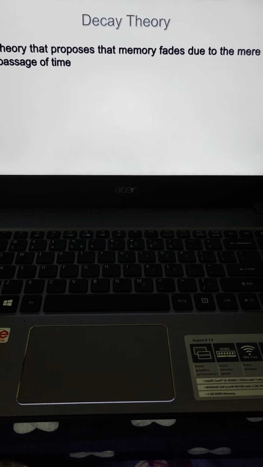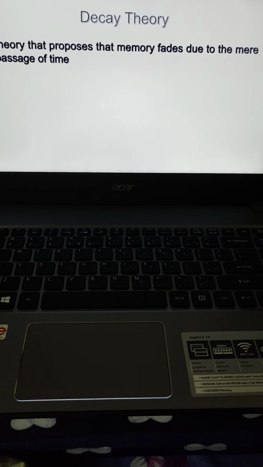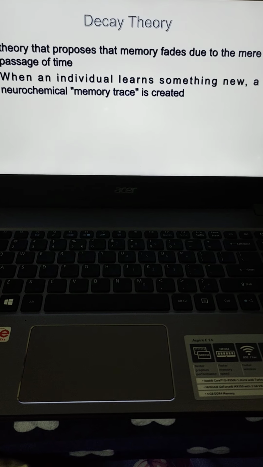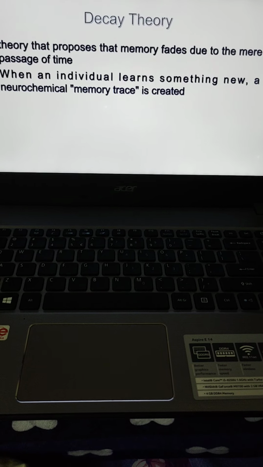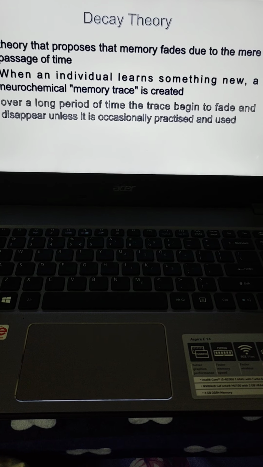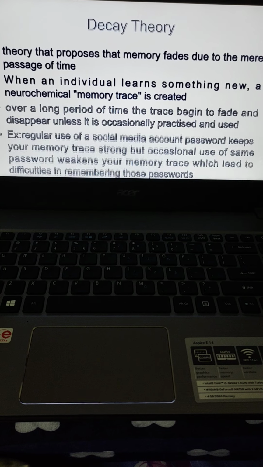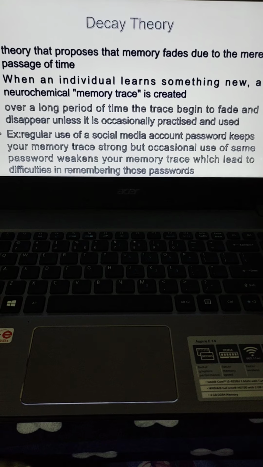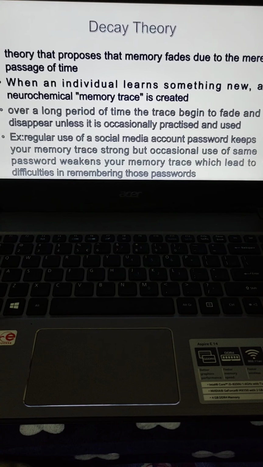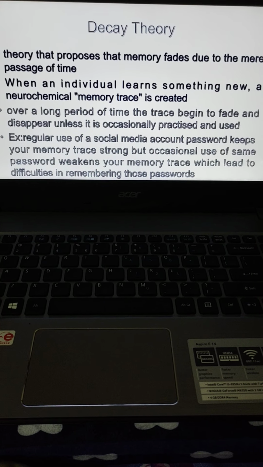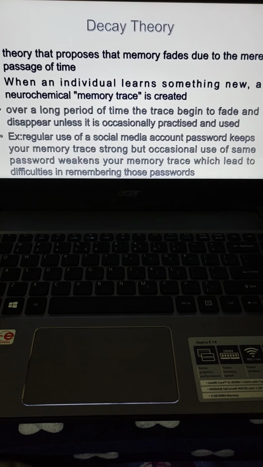Decay theory. What can we get to know about decay theory? This theory proposes that memory fades due to the mere passage of time. When an individual learns something new, a neurochemical named memory trace is created. Over a long period of time, the trace begins to fade and disappear unless it is occasionally practiced, used or rehearsed. For example, regular use of a social media account password or your computer password keeps your memory trace strong, but occasional use of the same passwords weakens your memory trace, which leads to difficulties in remembering those passwords.